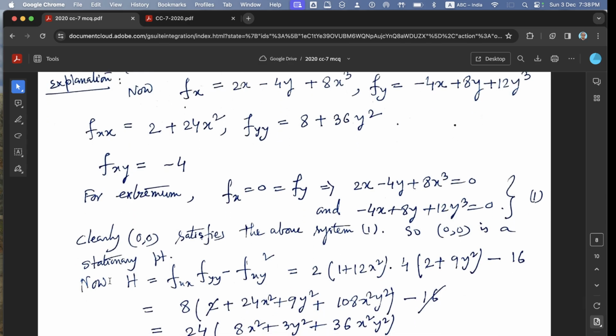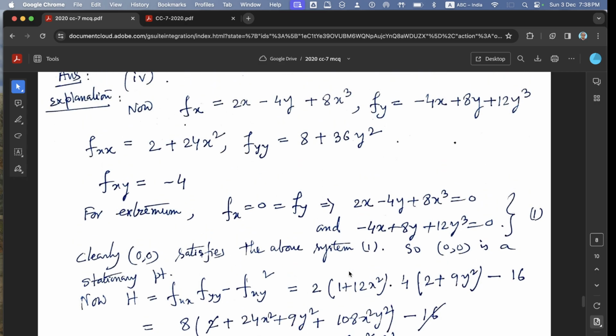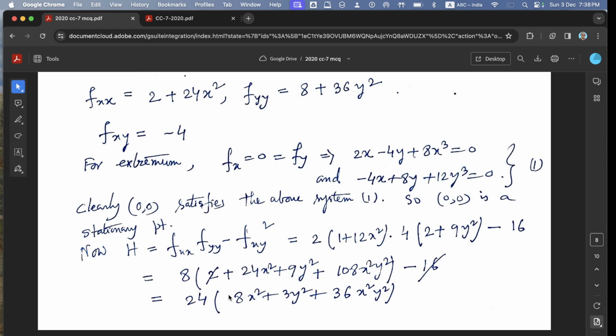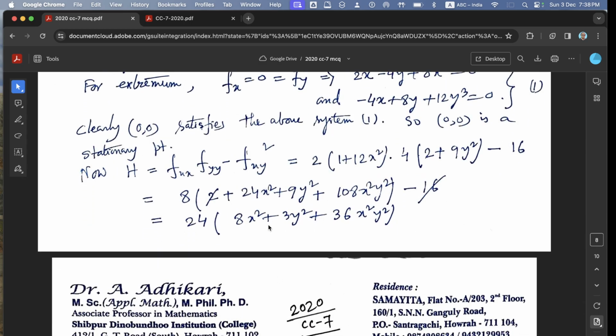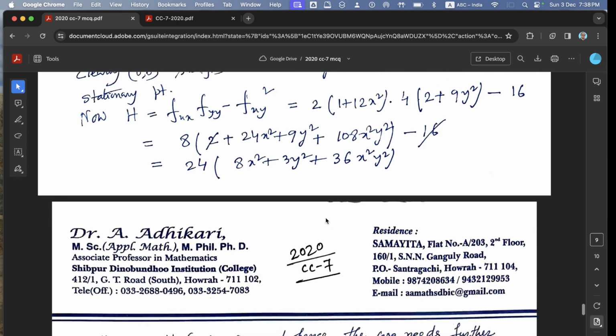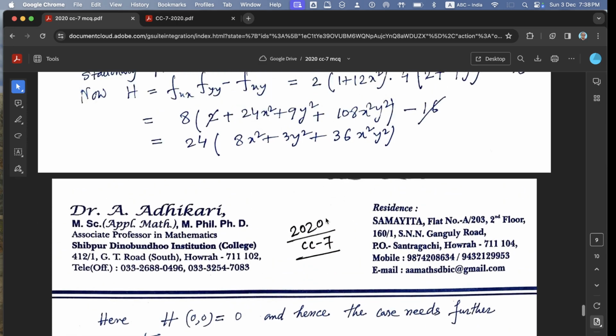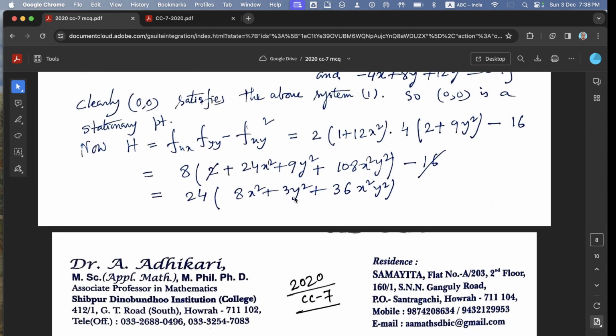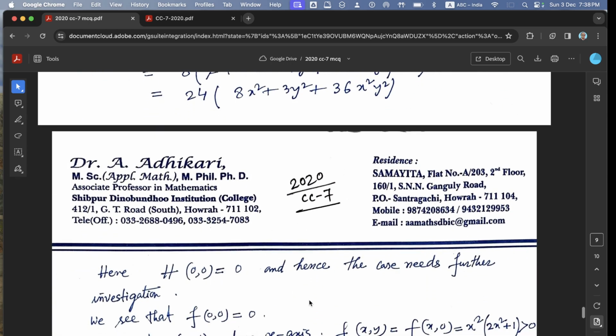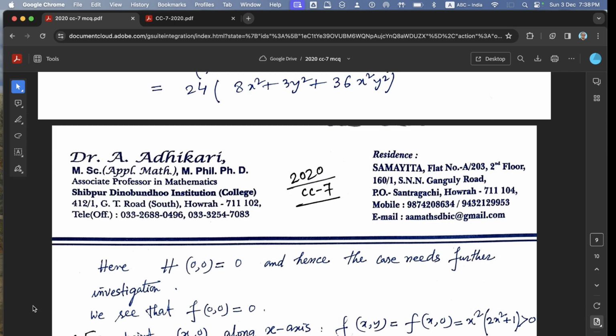Now, this function capital H is equal to fxx into fyy minus fxy square. So we find fxx fyy minus 16, that is minus 4 whole square, this minus 16. After simplification we get 24 into (8x² plus 3y² plus 36x²y²). Now H(0, 0) is equal to 0. Hence the case needs further investigation.